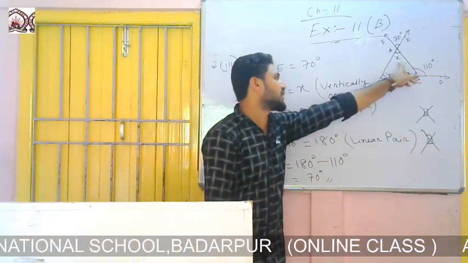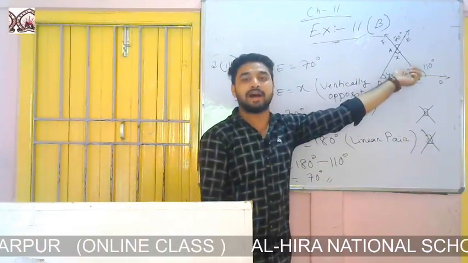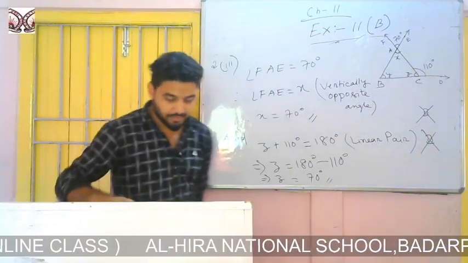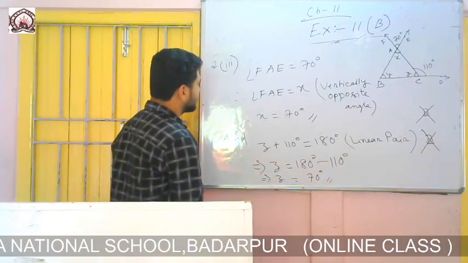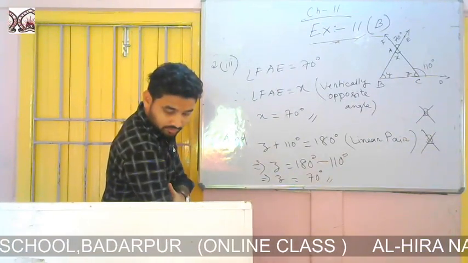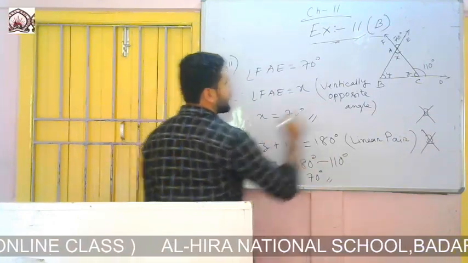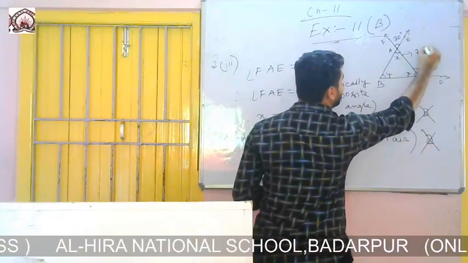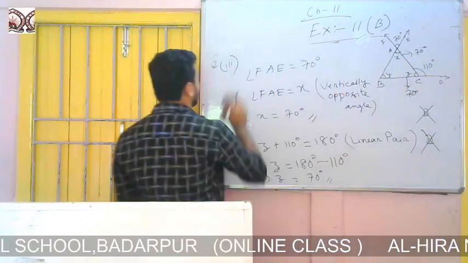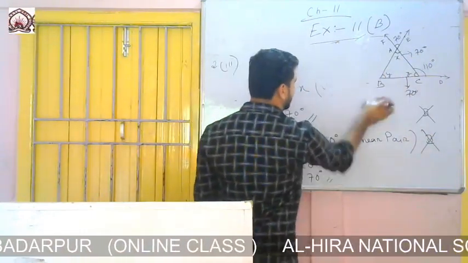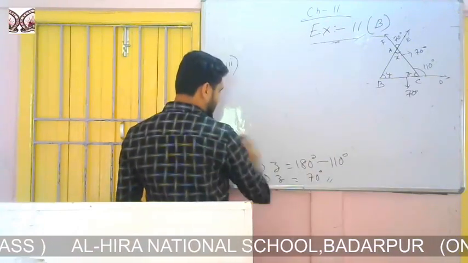Now you see, we know the measure of angle X and also we know the measure of angle Z. Then you can find the third angle by angle sum property. Okay. You see, we know that the measure of this angle is 70 degree, and this one we just found, 70 degree. So you can find this one, right?